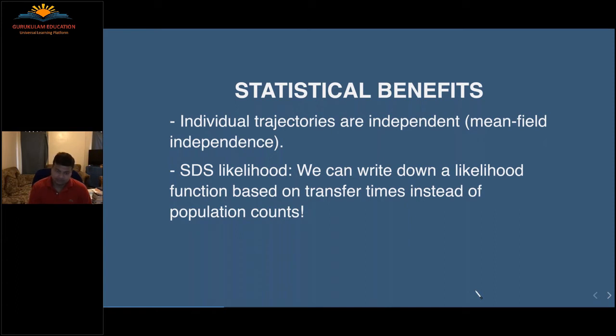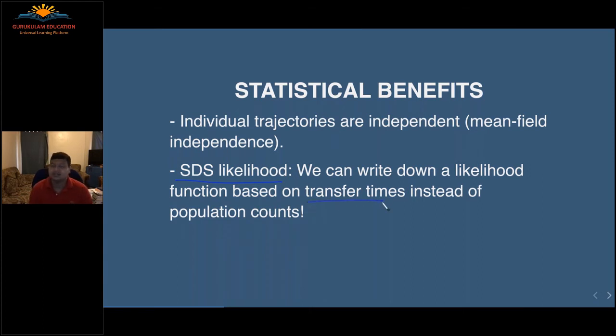So the big thing is that you can write down a DSA likelihood function that's just based on transfer times instead of population counts, because, as you have seen, this dynamical system describes probability distributions of times of infection. How long you remain susceptible is basically how long it takes for you to move from the susceptible compartment to the infection compartments. So you can write down a likelihood function based on transfer times instead of population counts.